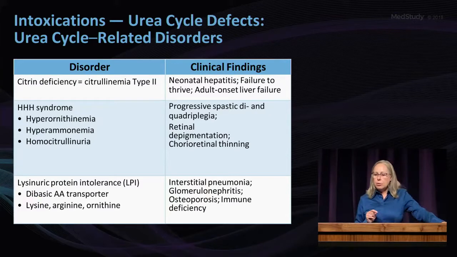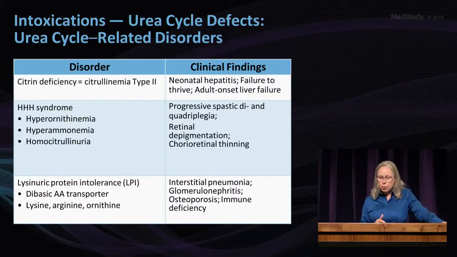Other urea cycle related disorders: citrin deficiency is citrullinemia type 2. That can give you a neonatal hepatitis. Triple H syndrome gives you hyperornithinemia, hyperammonemia, and hypercitrullinemia. And this also gives you a progressive spastic diplegia and quadriplegia.